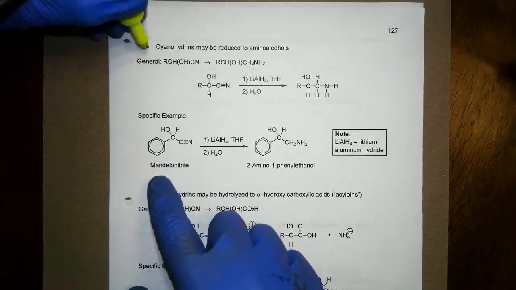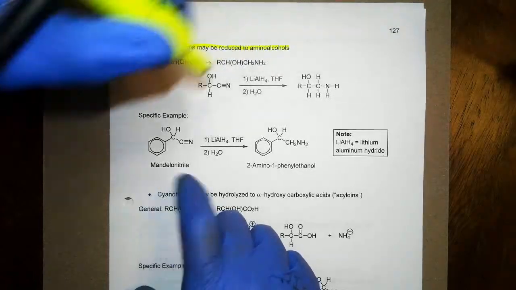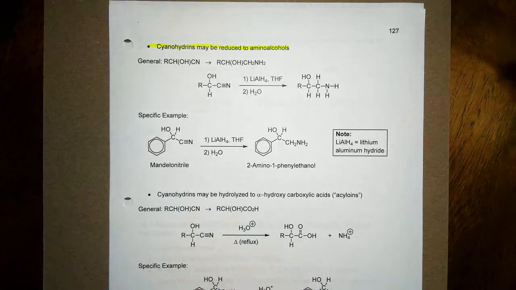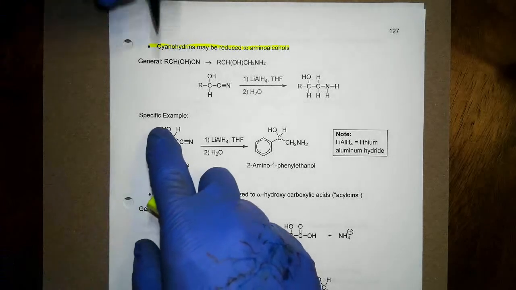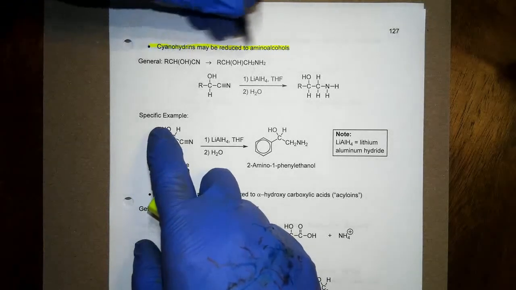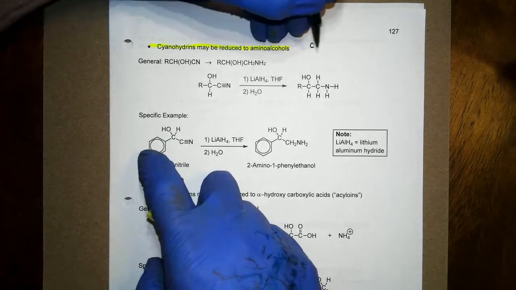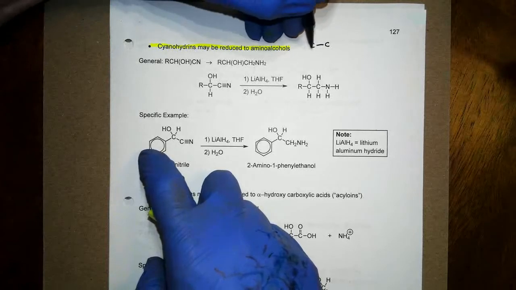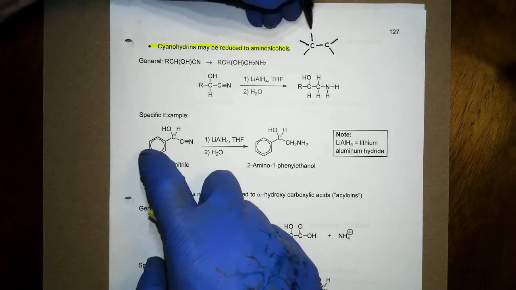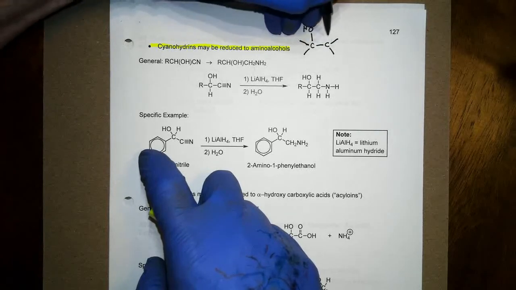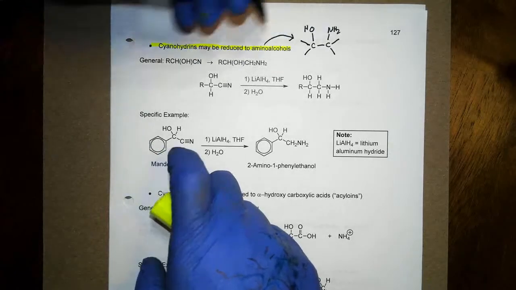So let me highlight the bullet point here. Cyanohydrins may be what? Reduced to amino alcohols. They may be reduced to amino alcohols. So in effect, we're going to go from here to there. In other words, a cyanohydrin all the way to an amino alcohol. Now, what's an amino alcohol? Amino alcohols are characterized by having sp3 carbons with OH on one, and an amino group on the other. In this case, it's going to be an NH2. So henceforth, this is the generic structure of an amino alcohol.